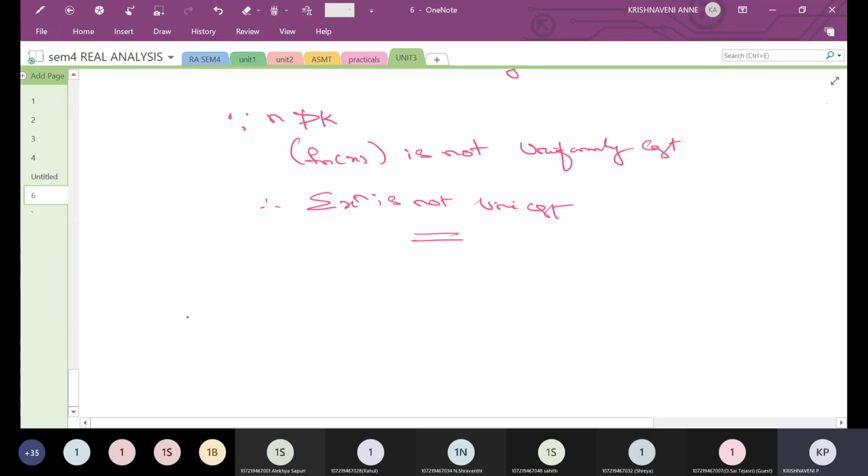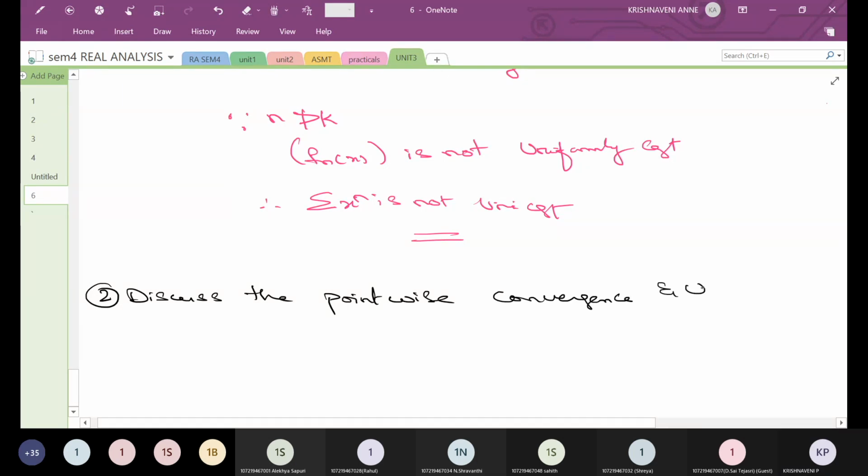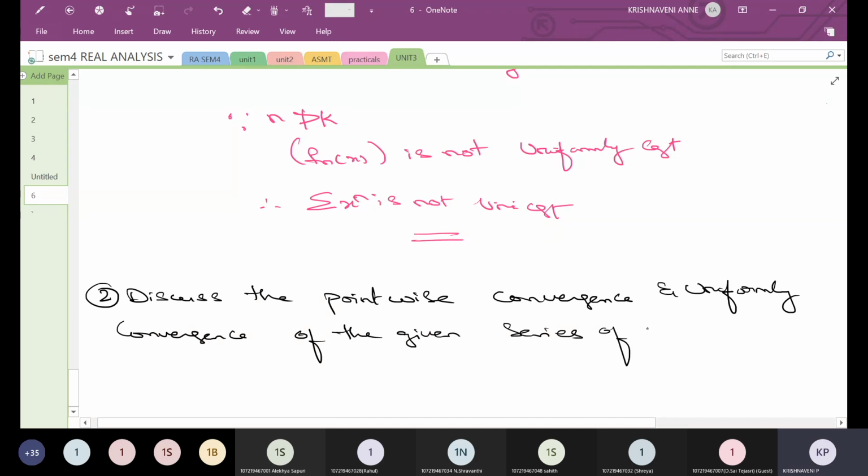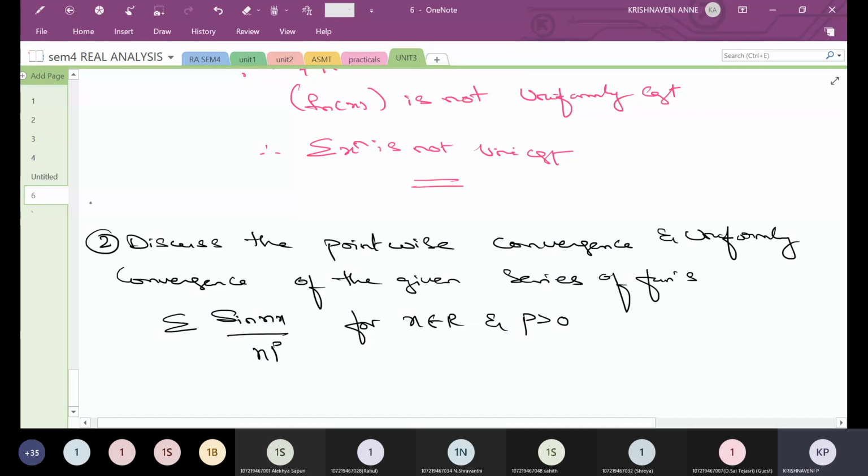Second question, write down. Discuss the pointwise convergence and uniform convergence of the given series of functions, summation sine nx by n power p, for x belongs to R and p greater than 0.